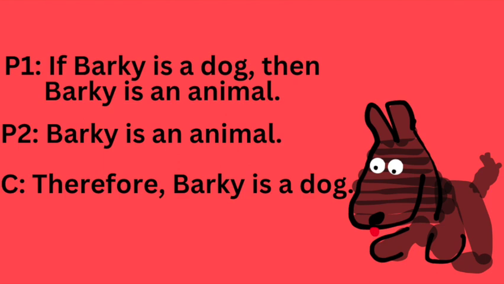Number one, a Barky is a dog argument. Premise one, if Barky is a dog, then Barky is an animal. Premise two, Barky is an animal. Conclusion, therefore, Barky is a dog.